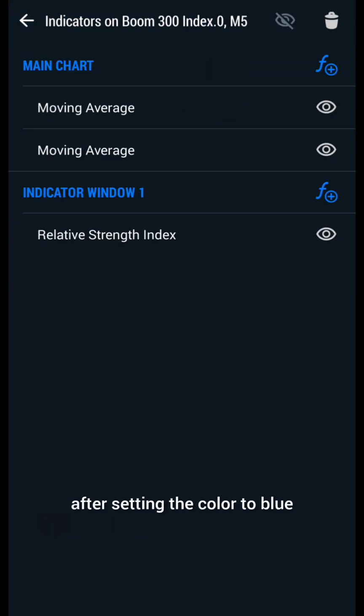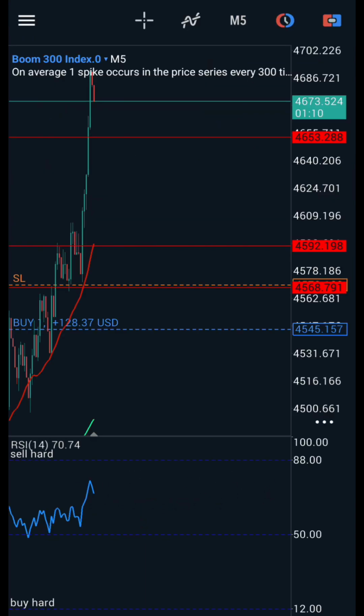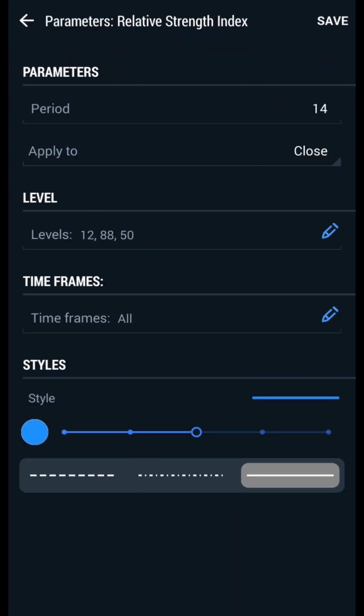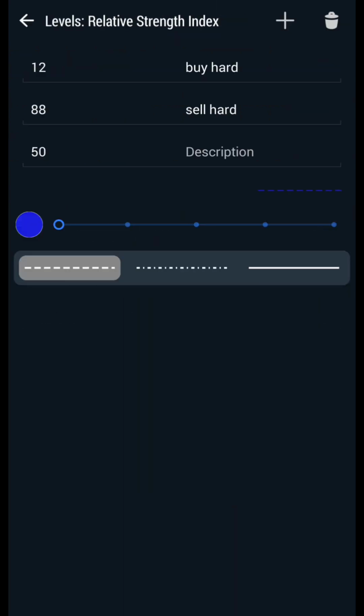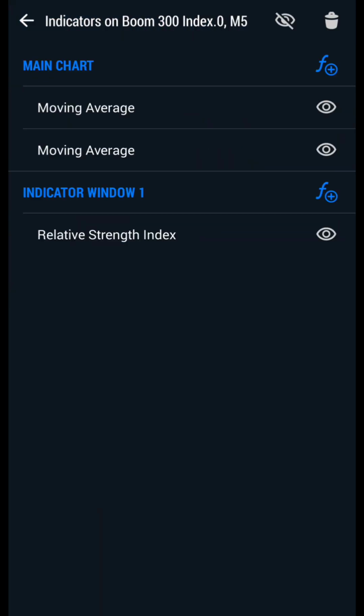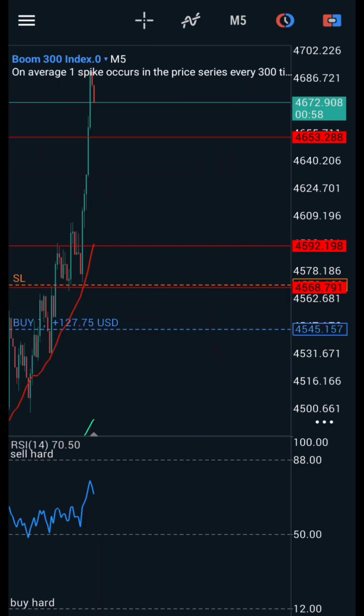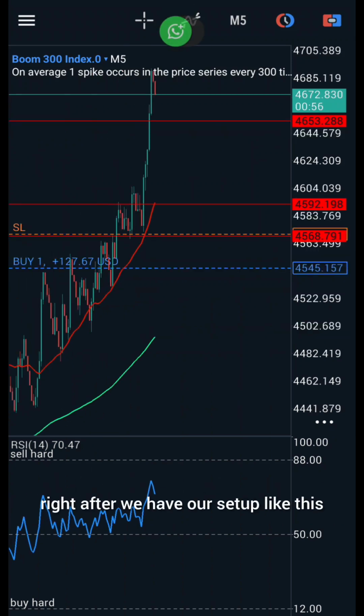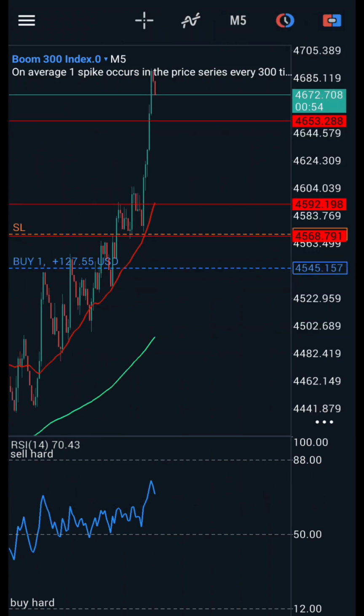After setting the color to blue, we save. So right after we have our setup like this, let's start to learn how it works.